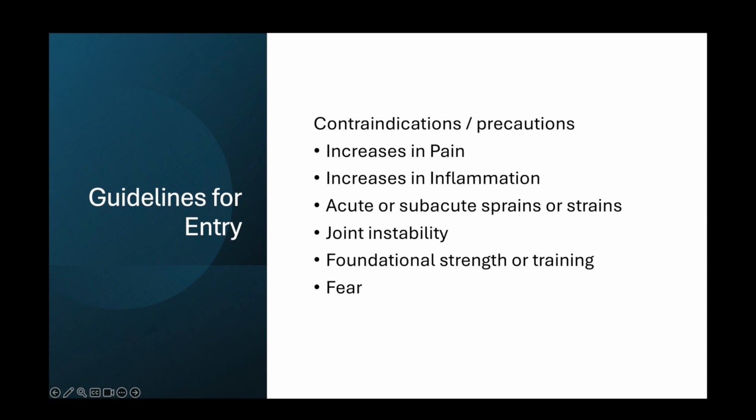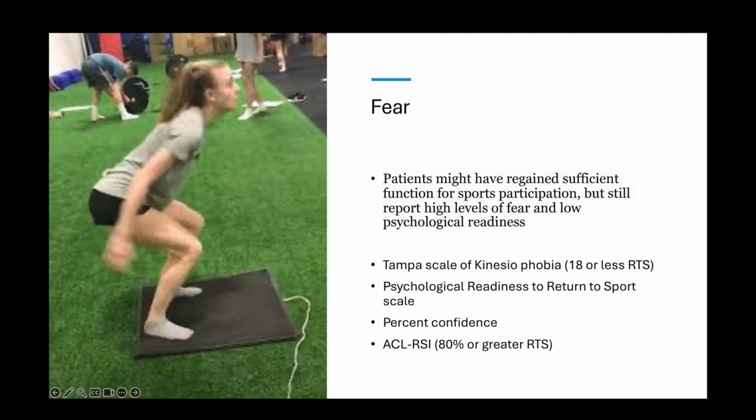So in the packets, I printed out a couple of fear and psychological scales for you, in the back. So even though they might have the strength, they might not be ready psychologically. So these scales, the TAMPA scale for kinesiophobia, and psychological readiness scales, can test to see where your athlete is. The percent confidence, just asking them how confident they are with jumping or returning back to sport, is super important. You don't want them to be afraid to jump or to go back to sport.